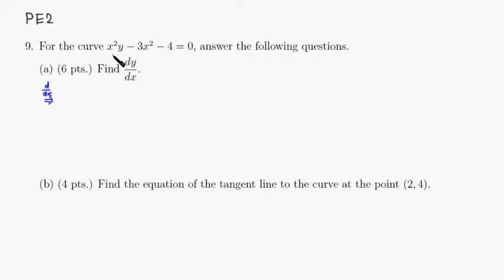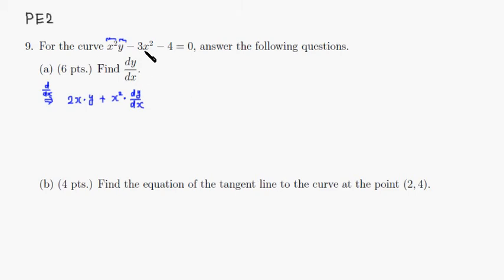First term, since it's a product of two things, x squared and y, we use the product rule. Derivative of the first, which is 2x, multiplied by the second, y. Then plus the first, x squared, multiplied by the derivative of the second. Derivative of y with respect to x is simply dy over dx.